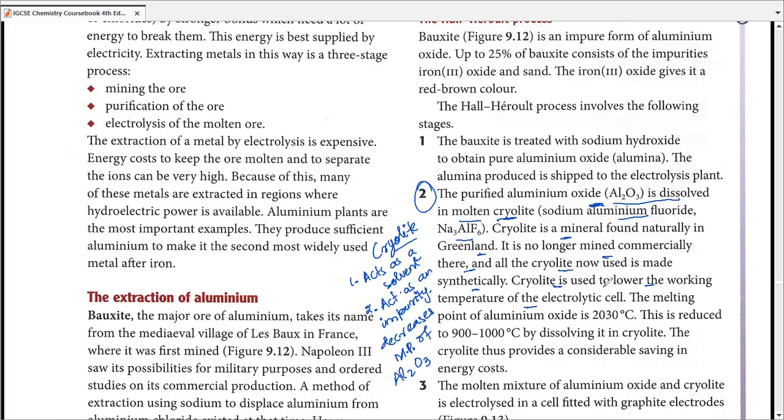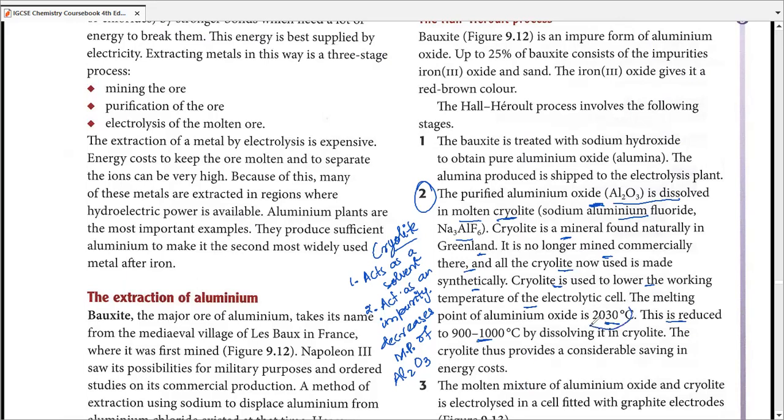Now, if we're going to add cryolite, the working temperature of the electrolytic cell should be around the melting point of aluminum oxide, and as I said, the melting point of aluminum oxide is 2030 degrees centigrade. Now, using an impurity benefits us a lot. It is reduced to around 900 to 1000 degrees centigrade. Now, that's great.